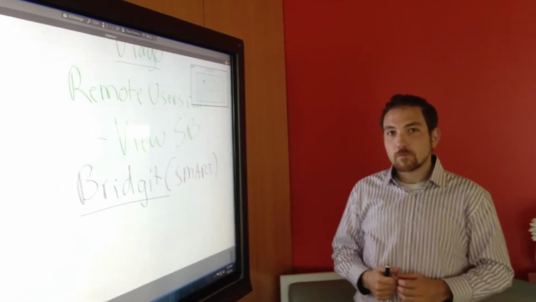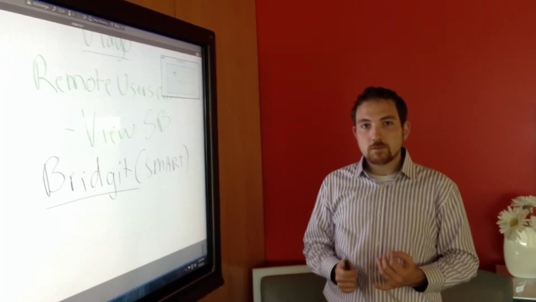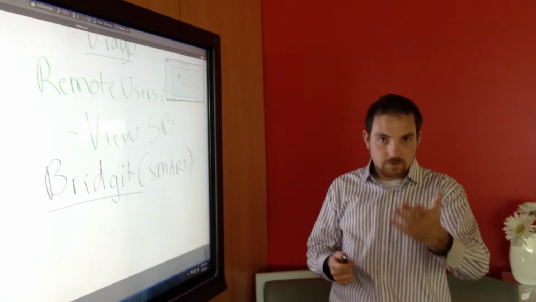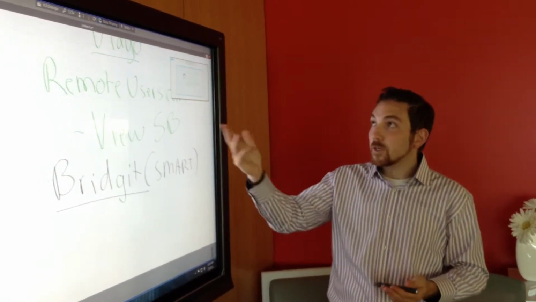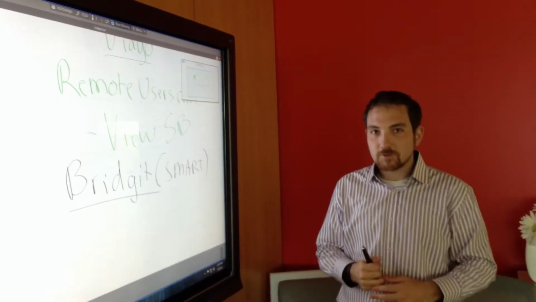How much is Bridget normally? MSRP for the 25 user license is $7,500, and that's 25 concurrent users. And actually, Bridget does voice and video also, but you already have video, so that's fine.